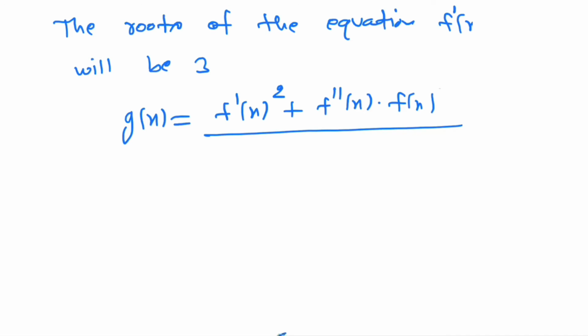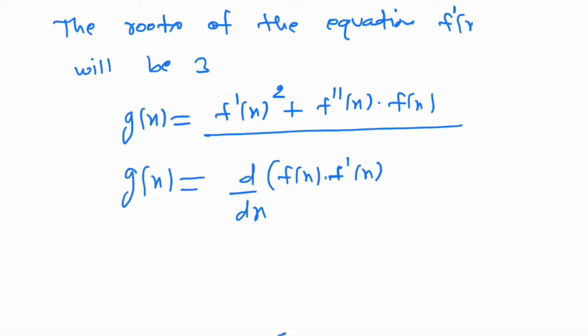This entire expression is the derivative of f(x) into f'(x). d by dx is the derivative. If you differentiate this f(x) into f'(x), then using the u into v product rule, you will get this expression: the derivative of f(x) into f'(x) will be equal to (f'(x))² plus f''(x) into f(x).